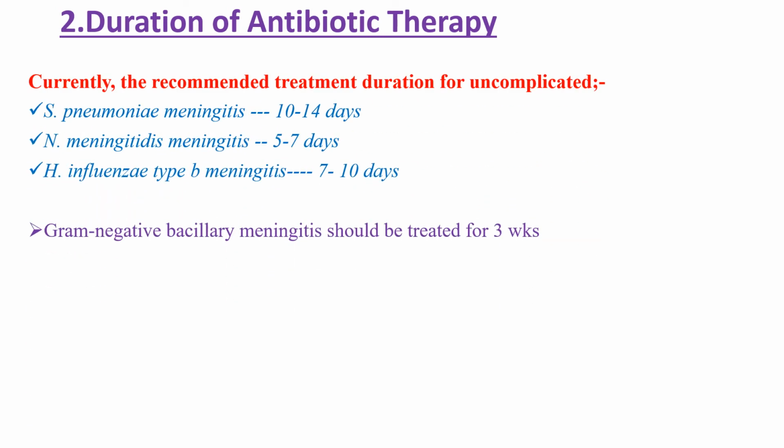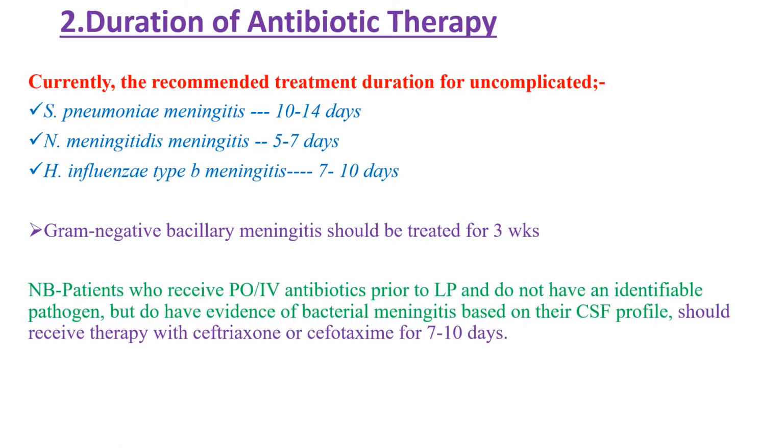The other is about duration of antibiotics. Currently, the recommended treatment duration for uncomplicated Strep pneumoniae meningitis is 10 to 14 days. For Neisseria meningitidis, 5 to 7 days, and for H. influenzae type B meningitis, 7 to 10 days. Gram-negative bacillary meningitis should be treated for 3 weeks.